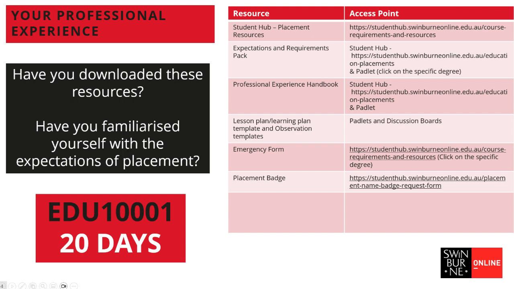You'll find all these resources in the Padlet, as well as a copy of the emergency contact form that you'll need to have in an envelope to give to your supervising teacher before you start your placement. There's also a link in the Student Hub, as well as in the Padlet, for polo tops and placement badges. They're also available for you to purchase in the Student Hub. Please have all these resources and documentation ready for your pre-service meeting and have them in your folder so that you can show your supervising teacher as well.